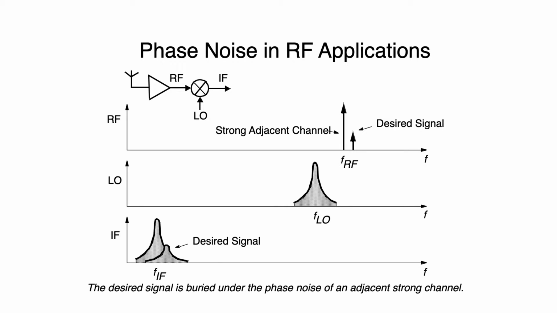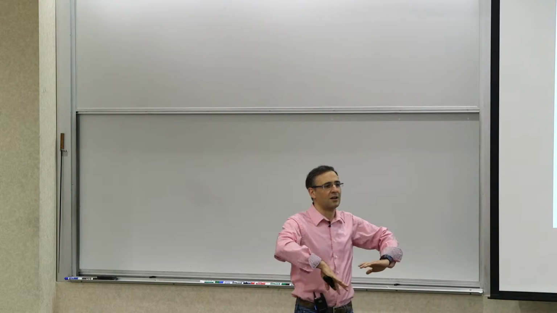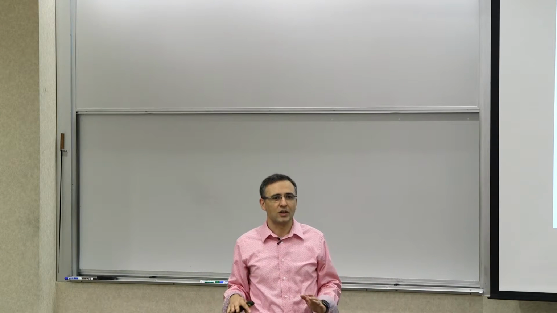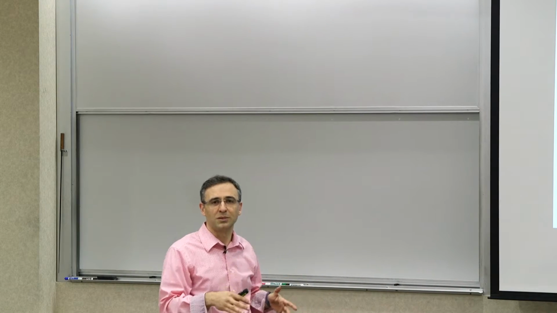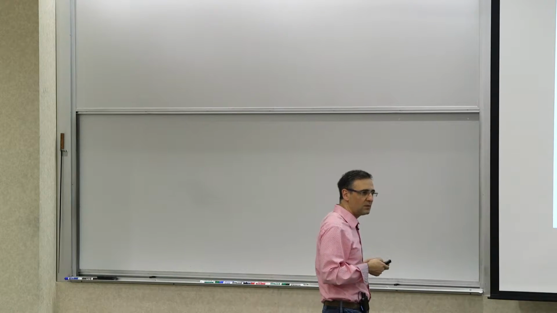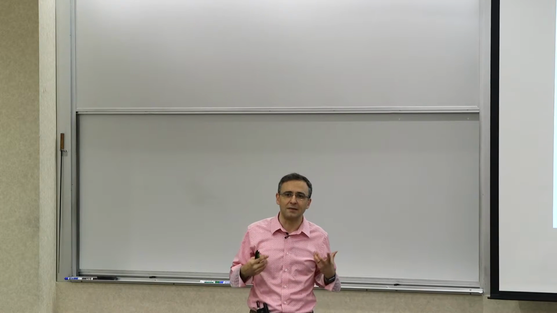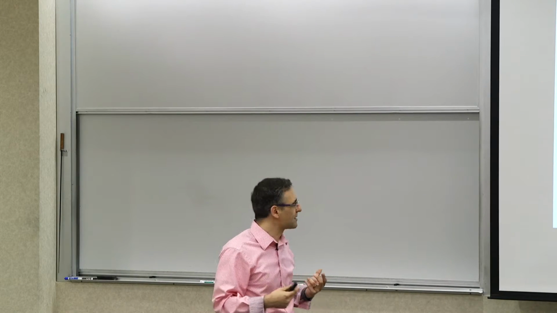And you can see that your desired channel can get buried under the phase noise skirts of your blocker. So you can see what happens is that your signal can be either completely buried or its signal to noise ratio can be significantly degraded. So this is the same thing. This is the same frequency instability in frequency domain or time domain, two examples of that.